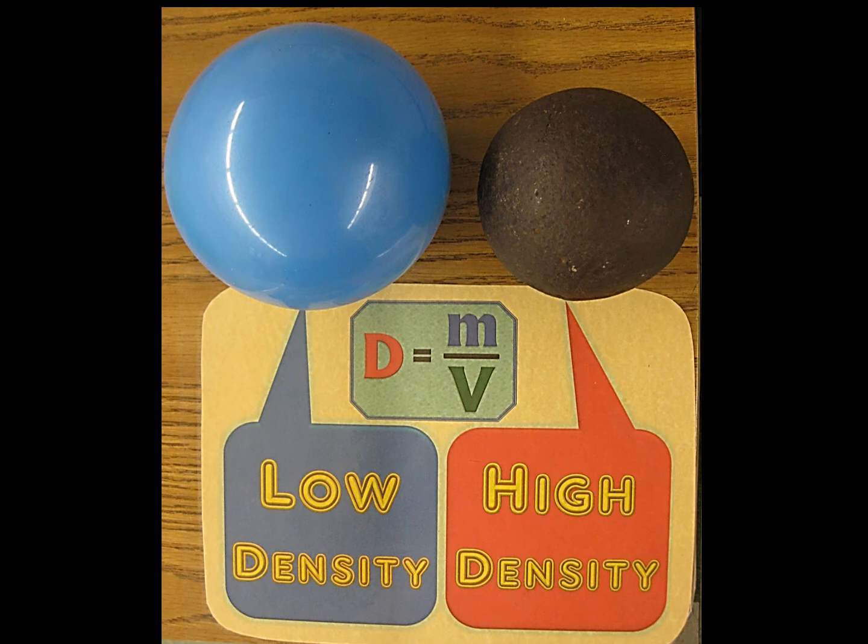If something is denser than water, it sinks. If it is rarer than water, which is the opposite of dense, that's the word we use, not necessarily something that's hard to find, like a rare coin, it's just less dense, then it's going to float.